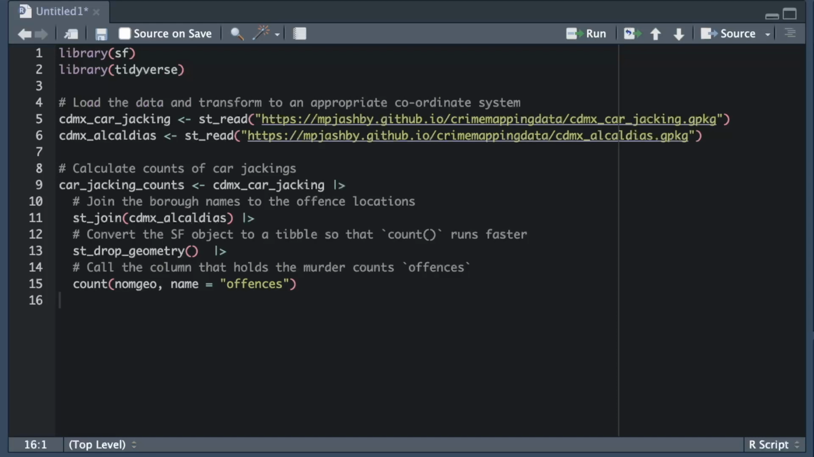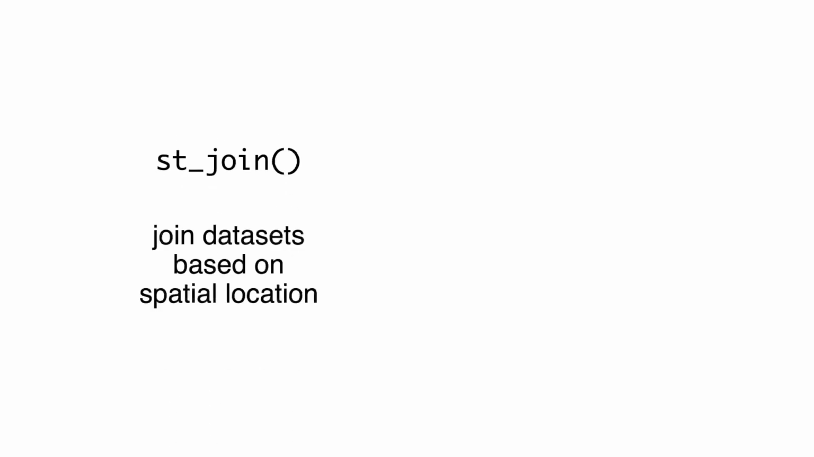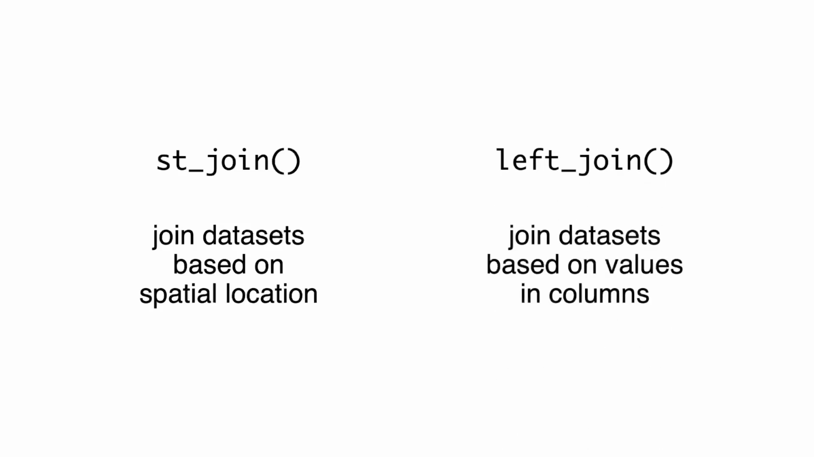We now have counts of carjacking in each borough, but to plot those counts on a map, we need to join the count data back to the outlines of the boroughs in the CDMX alcaldias dataset. To do that, we use another type of joining function called left_join. Whereas we used st_join to join datasets based on the spatial locations of each row, we use left_join to join two data sets based on finding matching values in one or more columns in the data.